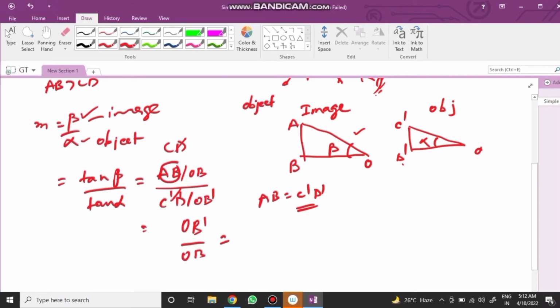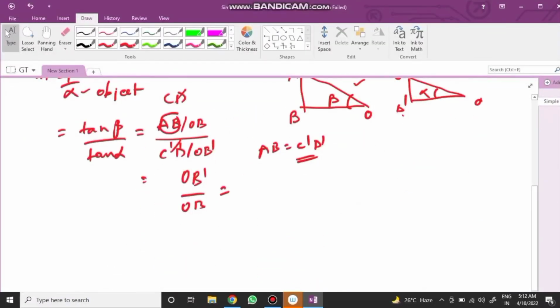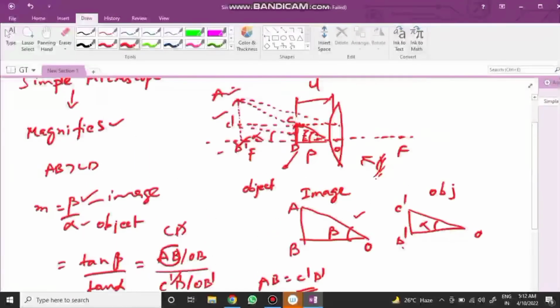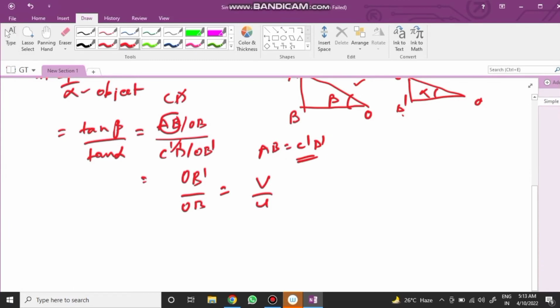So what is OB dash? OB dash is the image distance, by the object distance. Because you are measuring opposite to the direction of the rays, you have to take these as negatives. So minus minus anyway becomes plus, so it is V by U. So this is your magnification.